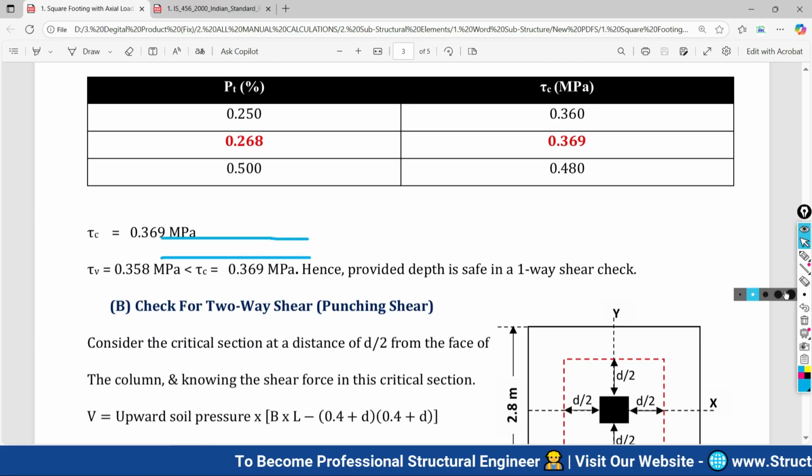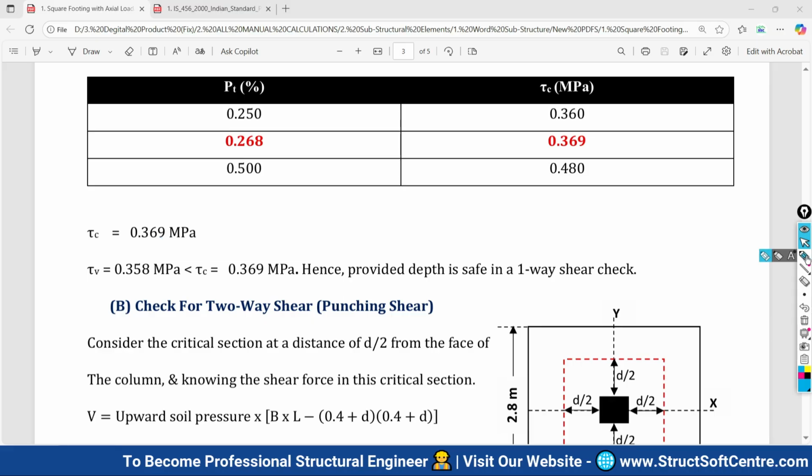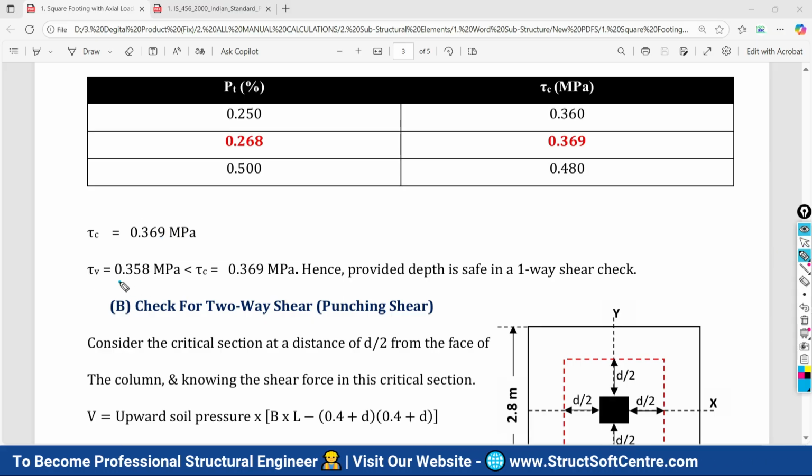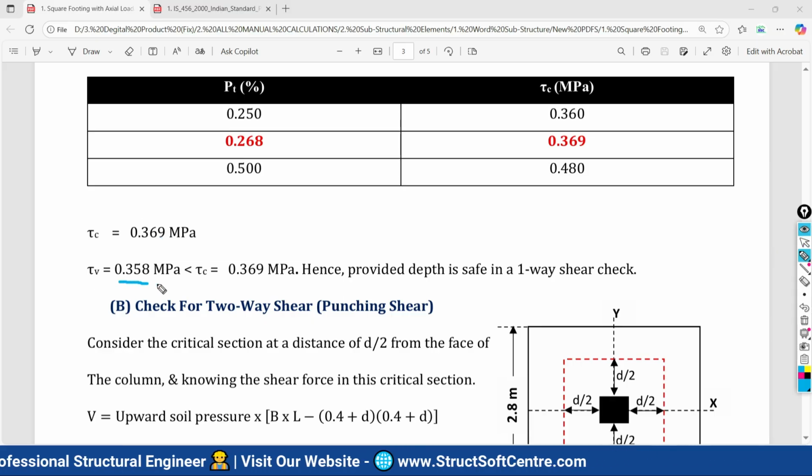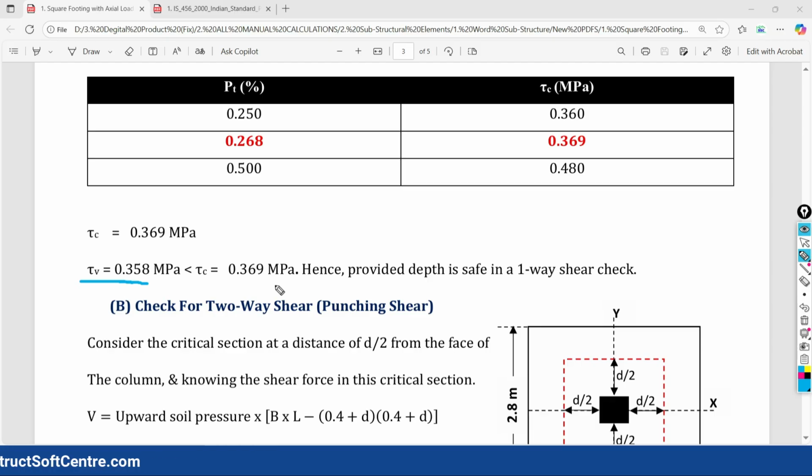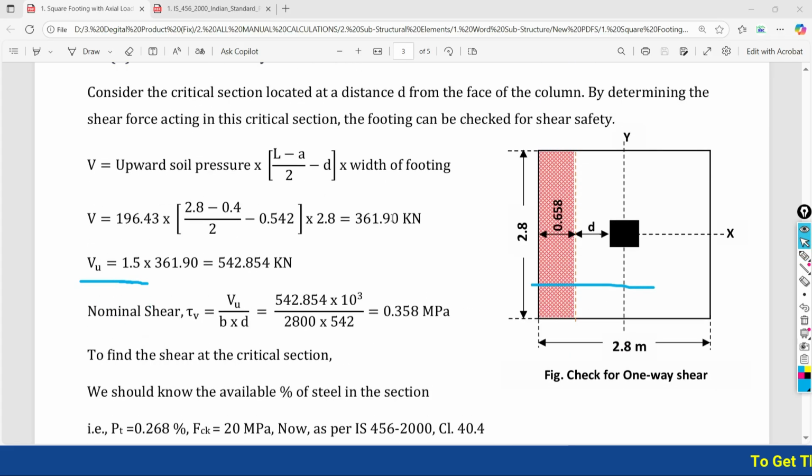Now compare this tau c value with your nominal shear. Our nominal shear is 0.358 and the tau c value is 0.369. Hence your nominal shear is less than your critical shear, hence the provided depth is safe for the one-way shear check. So this we did for one direction, along this direction.